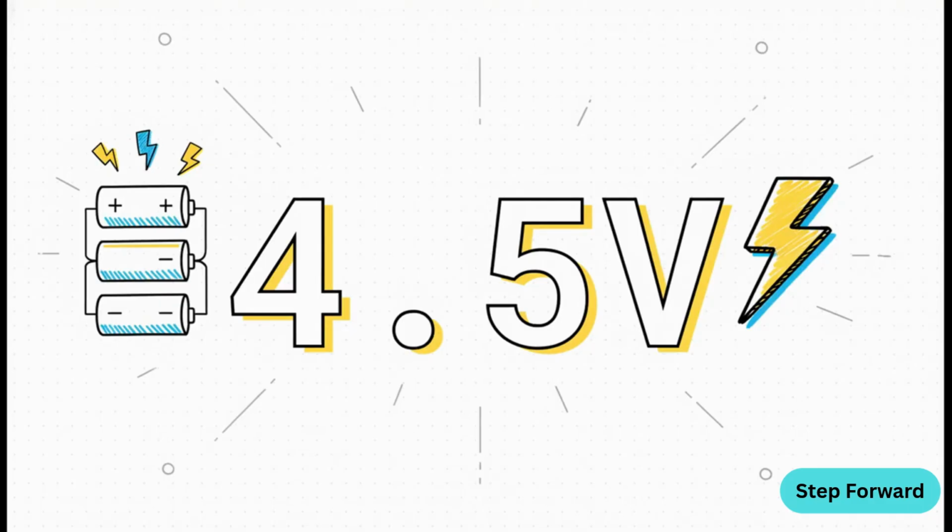Well, because in series, the voltages add up. You can think of voltage as kind of like electrical pressure. So if you connect three 1.5 volt batteries in a row, you get a total of 4.5 volts of pressure. You're basically creating a more powerful source.